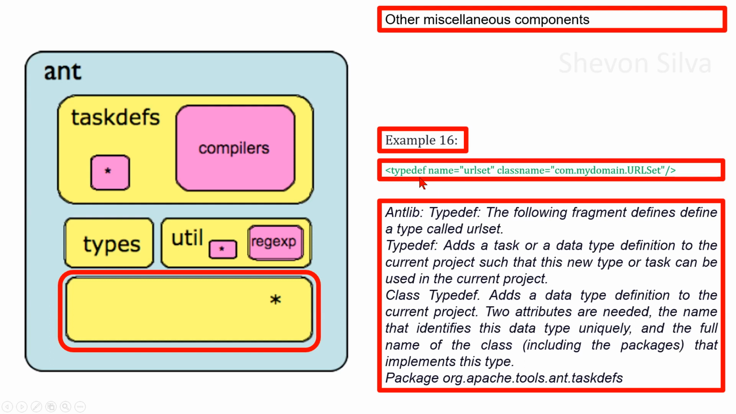This is in the package org.apache.tools.ant.taskdefs. The following fragment defines a type called URL set. The data type is now available to Ant. The class com.mydomain.urlset implements this type.